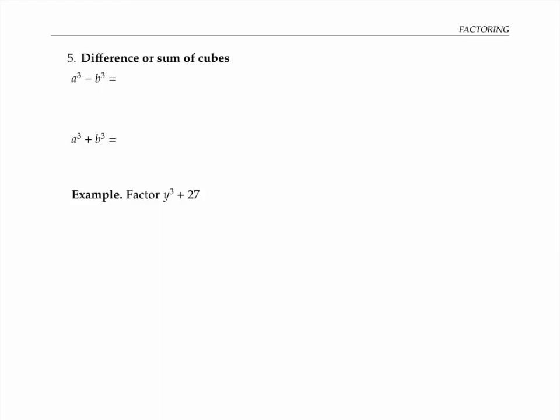The difference of cubes formula, a cubed minus b cubed, is a minus b times a squared plus ab plus b squared. The formula for the sum of cubes is pretty much the same. You just switch the negative and positive sign here and here. So that gives us a plus b times a squared minus ab plus b squared. As usual, you can check these formulas by multiplying out. Let's look at one example of using these formulas.